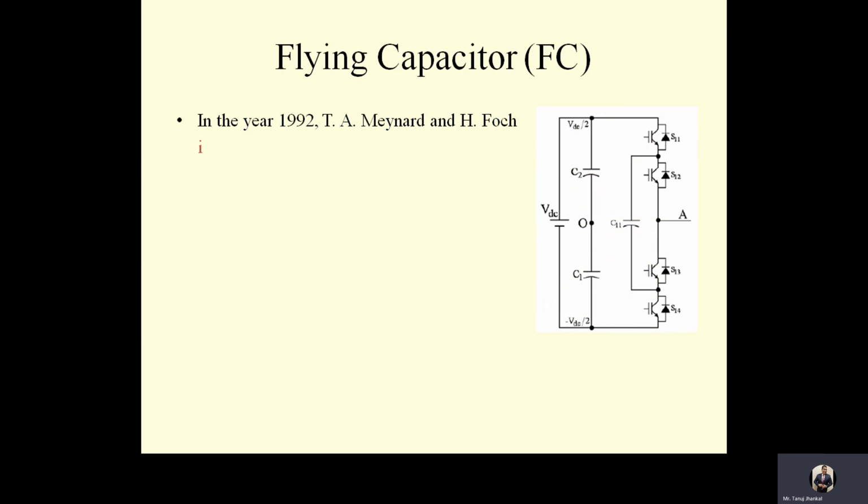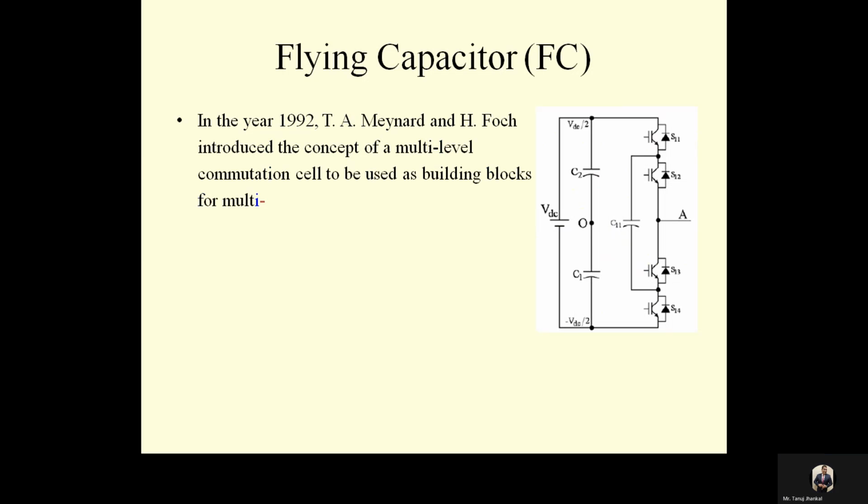Now we will move to another inverter topology, which is flying capacitor topology or FC multi-level inverter structure. In 1992, this topology was introduced, along with the concept of a multi-level commutation cell to be used as a building block of multi-level inverters.